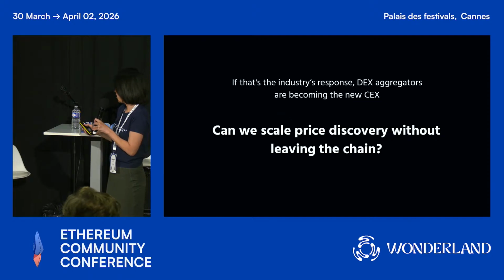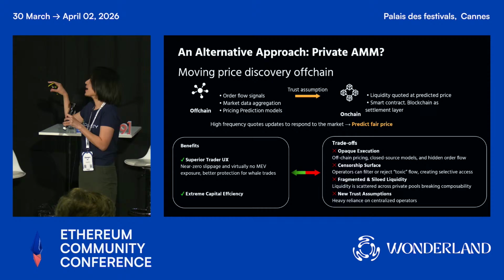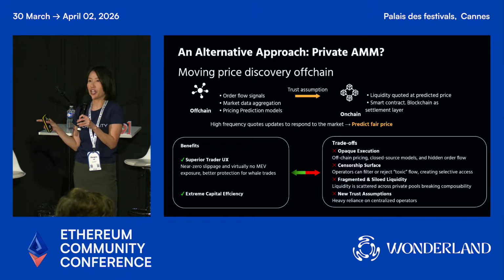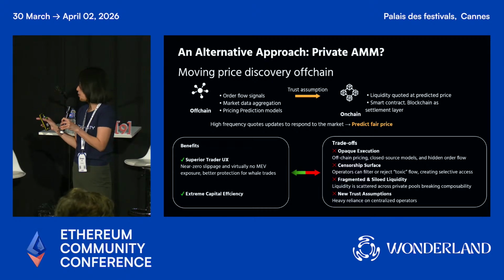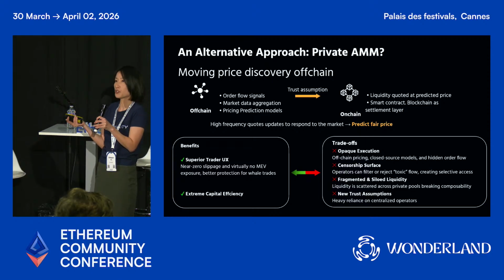For the traders, trade-off one is that the private AMM provides opaque execution. They're doing everything off-chain. It's almost like a black box with closed-source models that it is impossible to audit.